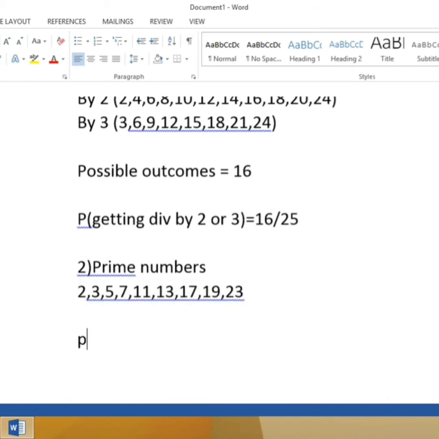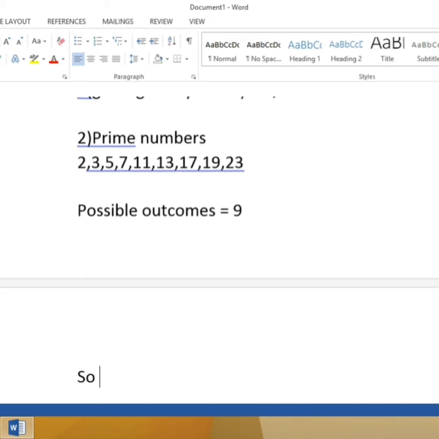And the count of possible outcomes is equal to 9. So the probability of getting prime numbers is equal to 9 by 25.